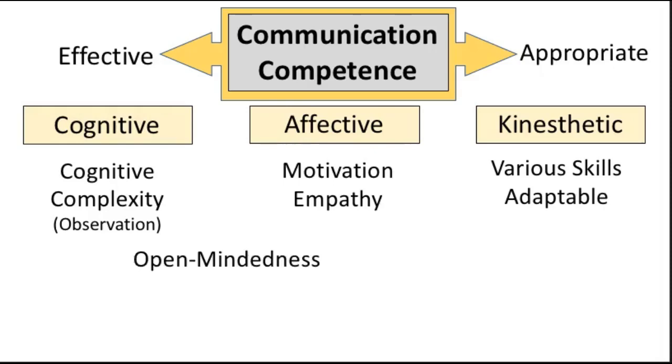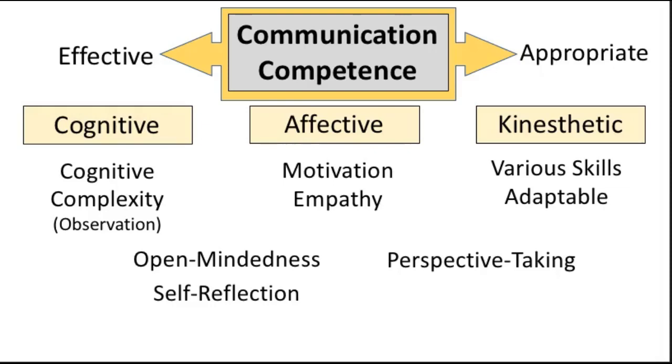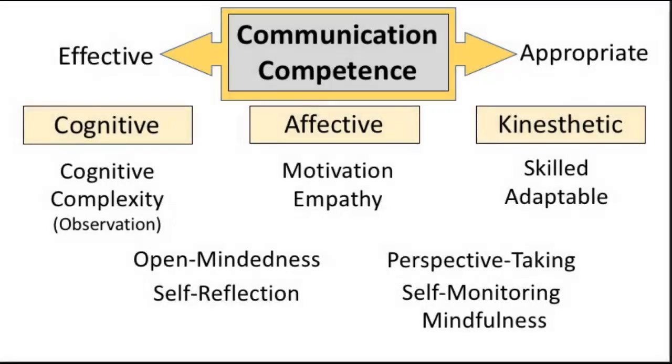There are a few other capacities that kind of fall between the cognitive, affective, and kinesthetic categories. These include open-mindedness. This is a willingness to see things from another party's perspective. Perspective taking. This is the ability to see things from another party's perspective. Self-reflection. This is the cognitive and affective capacity to evaluate your own past behaviors. Self-monitoring. This is the ability to monitor your own thoughts and feelings, kind of in the moment, while you are doing something. Some people might prefer to call this mindfulness. So we'll be working on all of these capacities in this course.